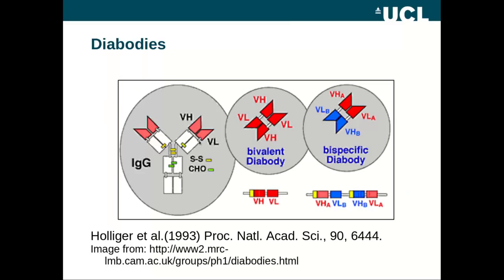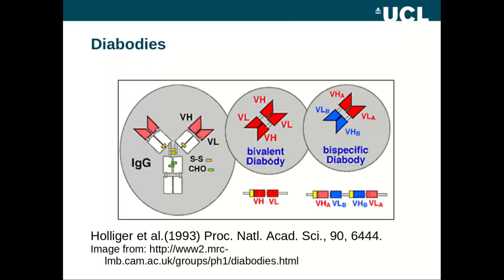Now, if you make that linker rather shorter, then instead of forming a single chain Fv, what you get is two of these pairing up. So you get the VL of one of the pairs joining with the VH of the other. And what you end up with as a result of that is a bivalent antibody. In other words, one which has two binding sites that bind to the same thing.